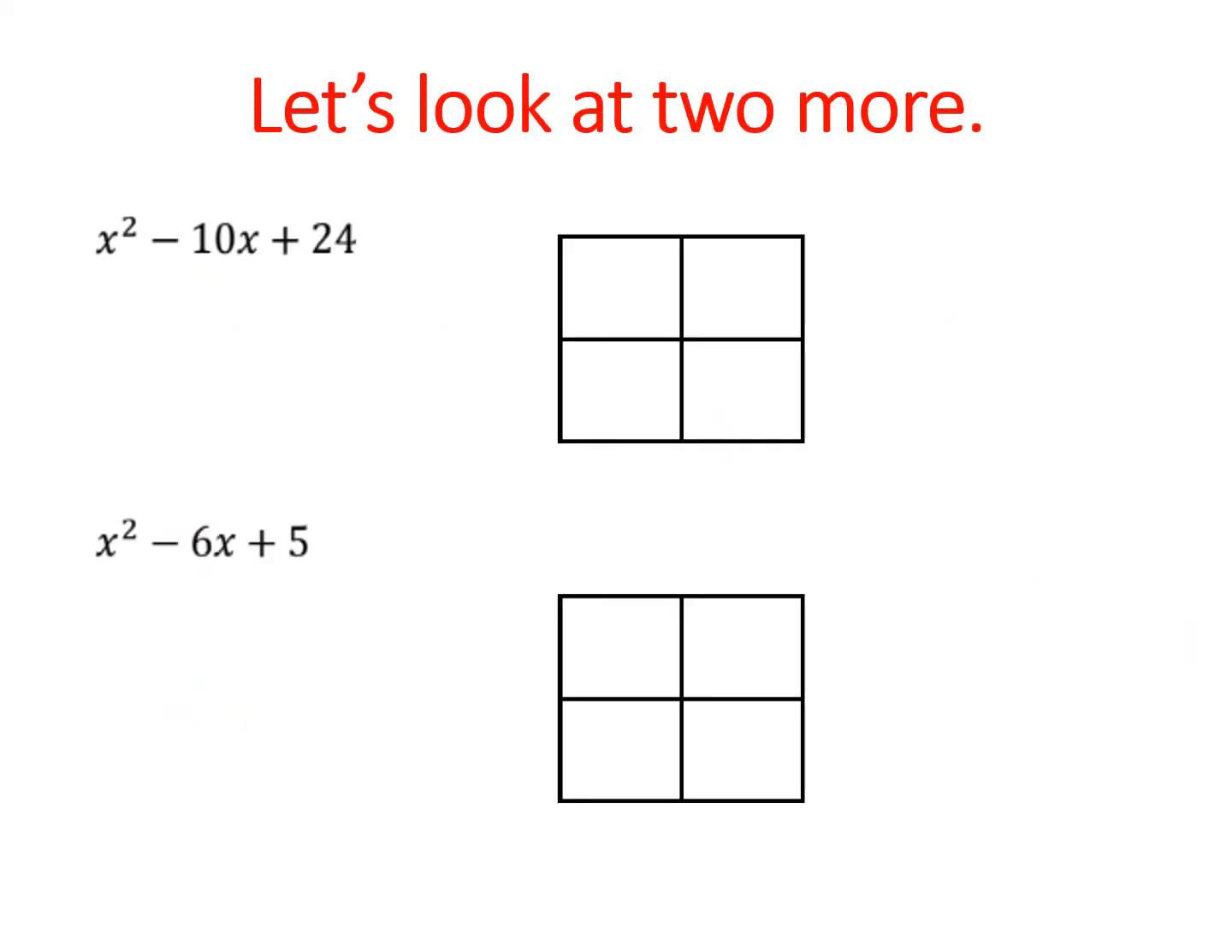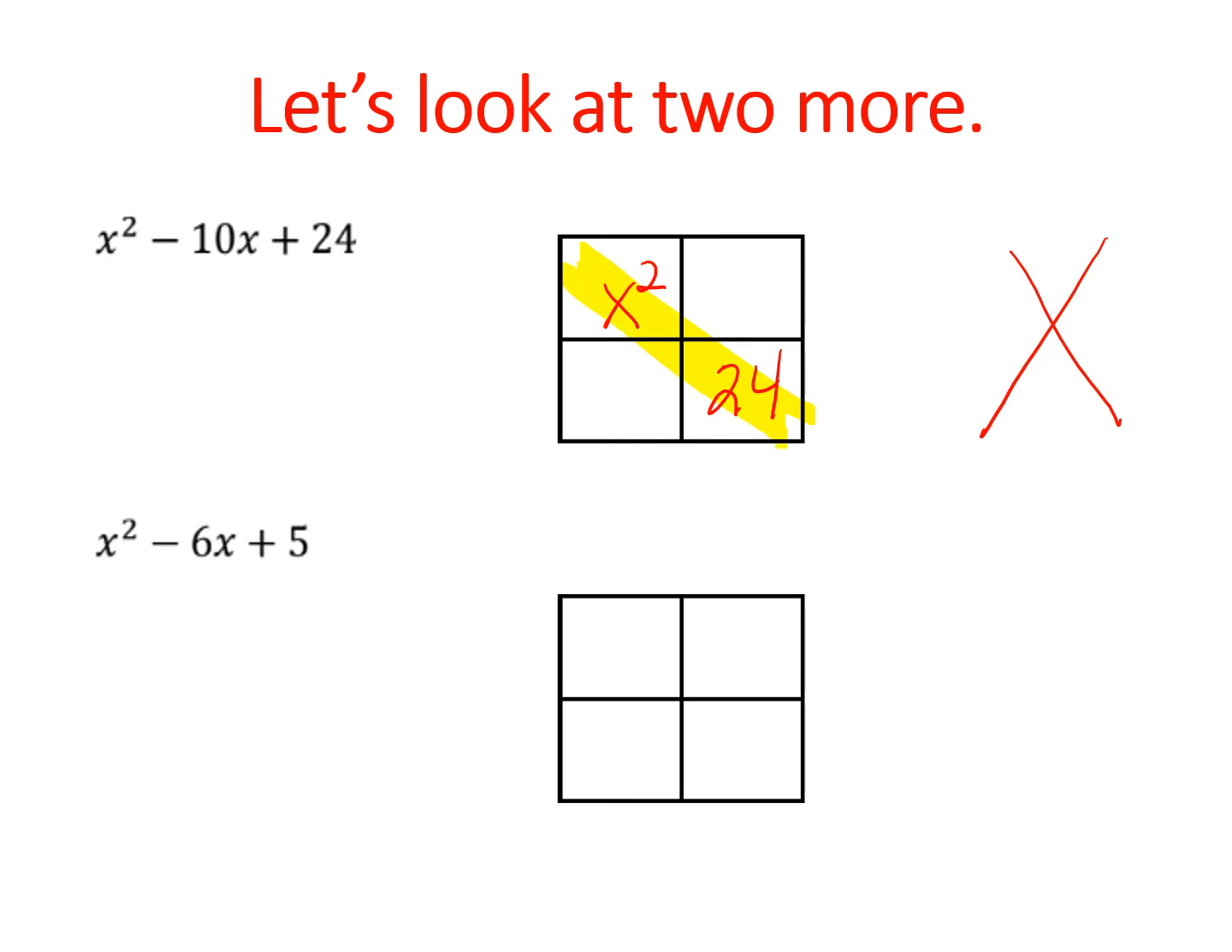All right, let's look at 2 more, and then we're probably going to wrap this up. So we have x squared minus 10x plus 24. So once again, x squared, fill in our 24, make our x. Notice again we have one positive sign and one negative sign. I think they might be in slightly different places this time.